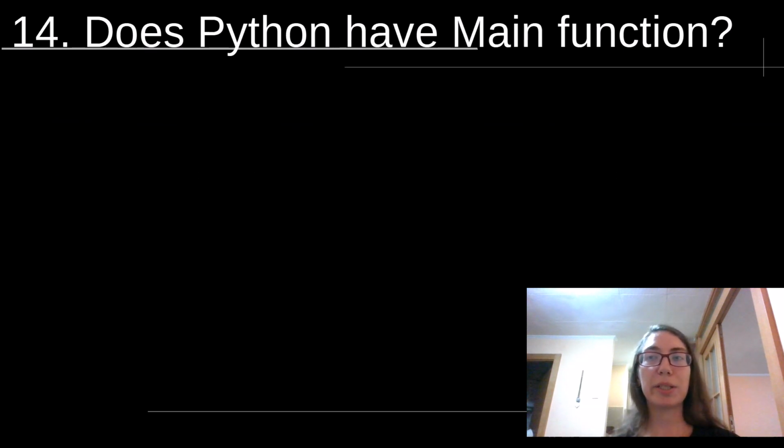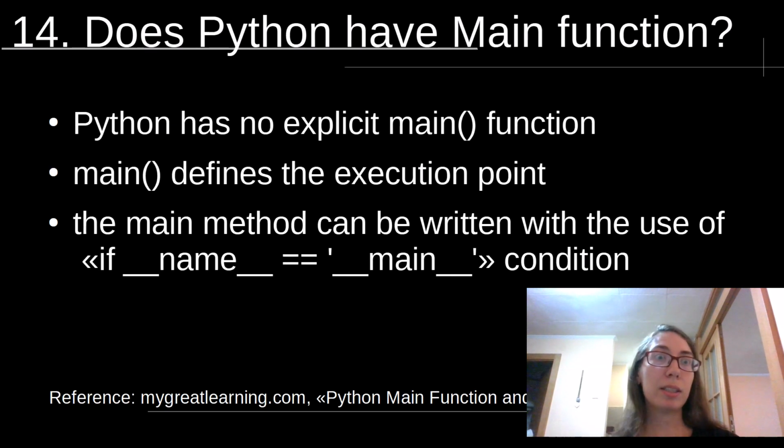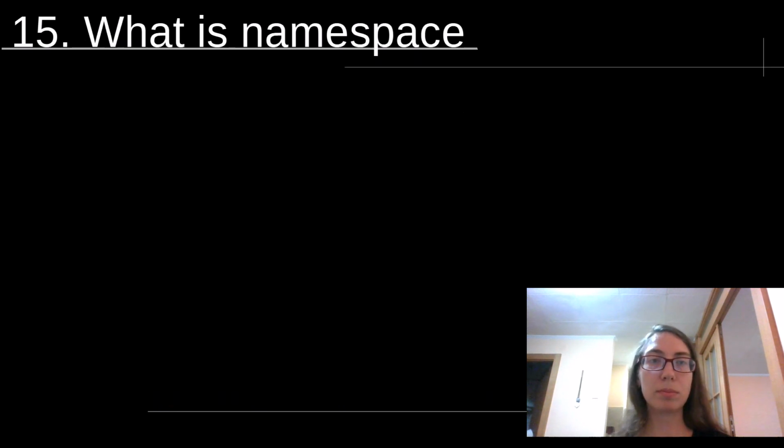Does Python have a main function? Yes, it does. Python has no explicit main function. Main defines the execution point, and the main method can be written with the use of the if __name__ equals __main__ condition.